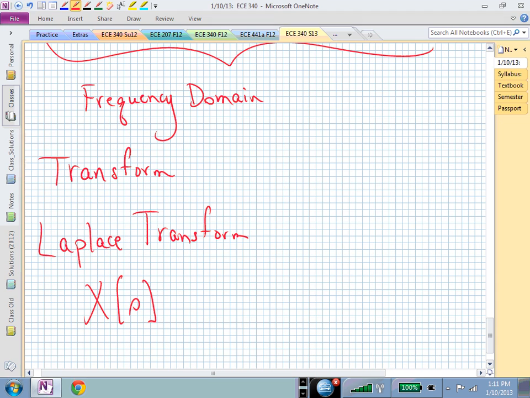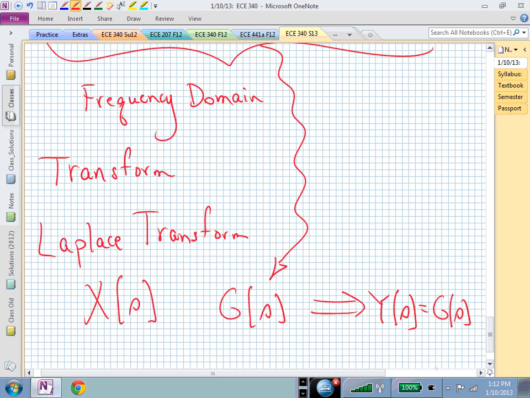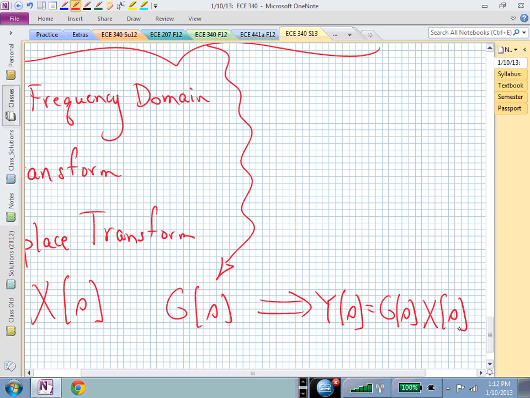Now we've taken this set of differential equations. Maybe they were described by this impulse response, g of t. Now we want to take it into the frequency domain. What happens to g of t? Little g of t now becomes g of s, such that we can now find the output in the frequency domain. Capital Y of s is just the product of g of s and x of s.